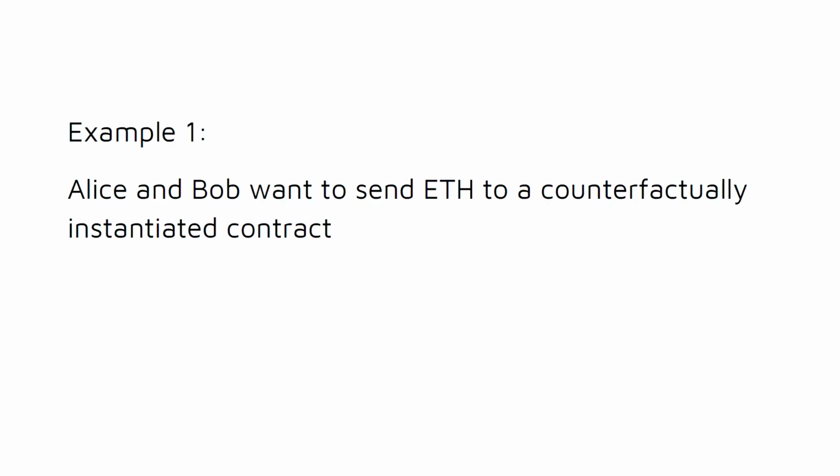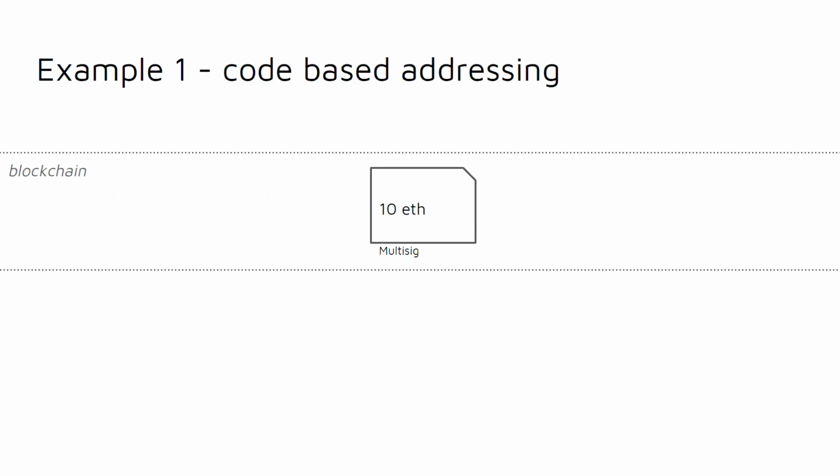So how is that useful? I'll show an example where you want to just send money to something that doesn't exist yet. Okay, so same idea. Blockchain has a multisig on it. You want to have some counterfactual object. It doesn't matter what it is for the situation. You just want to send some money to it.